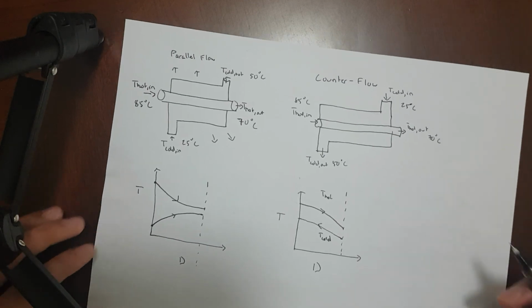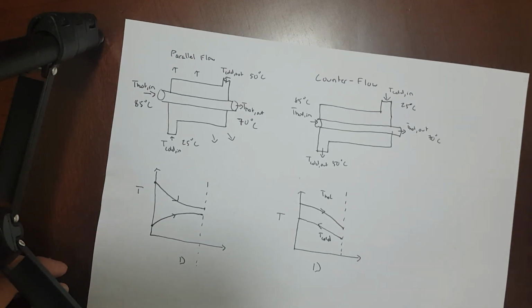So that's how a basic double pipe system works for heat exchangers in both parallel flow and counterflow.